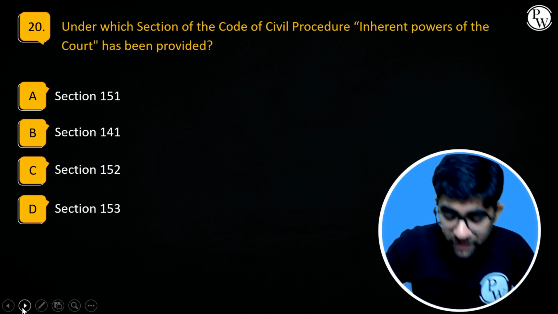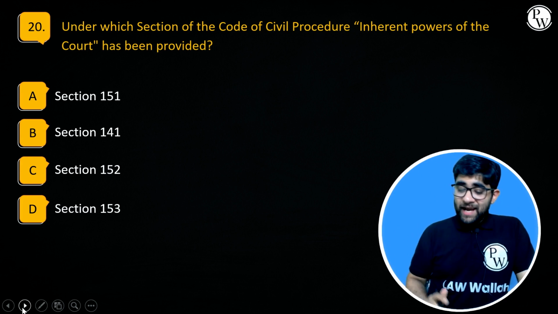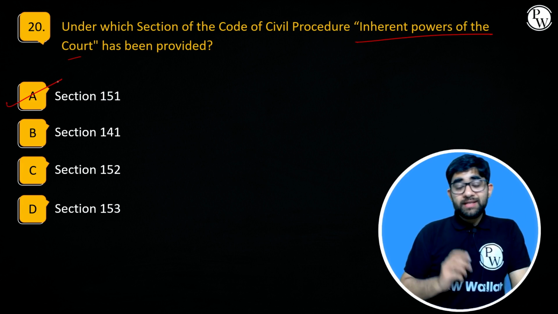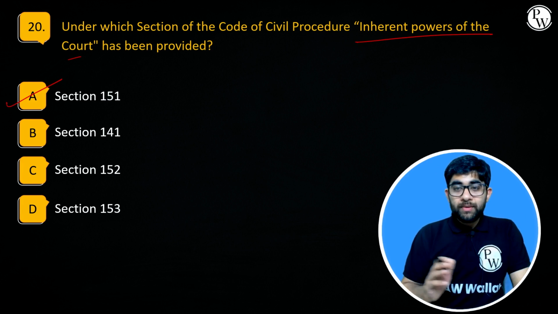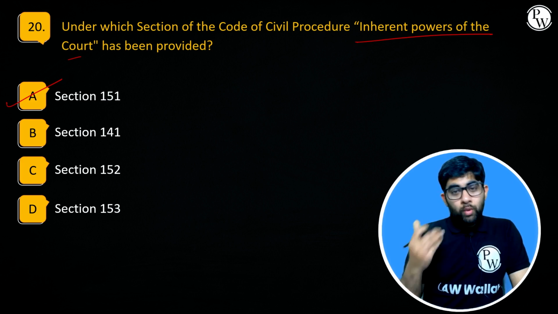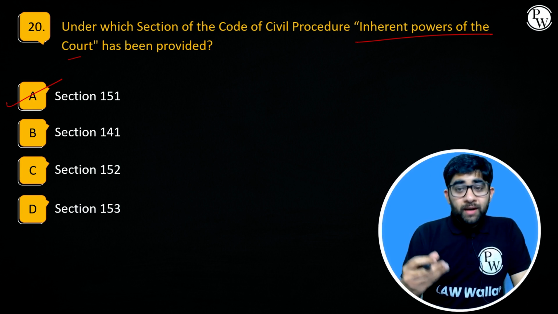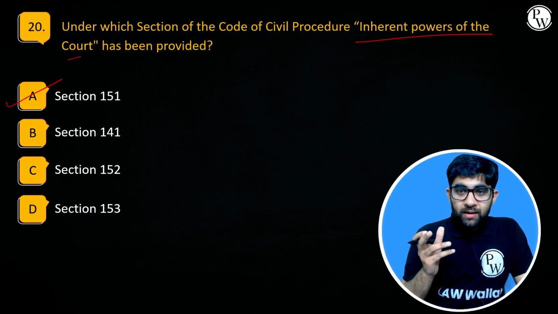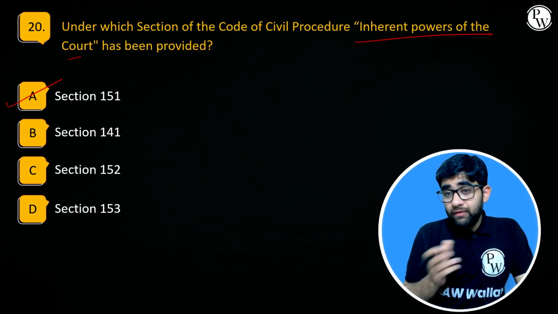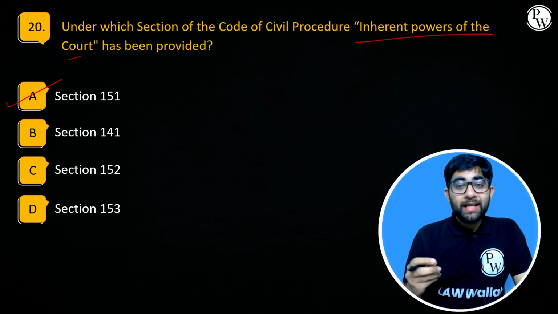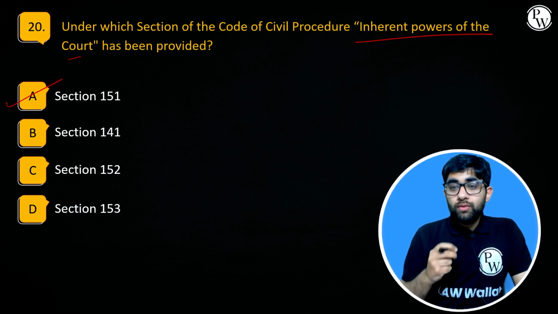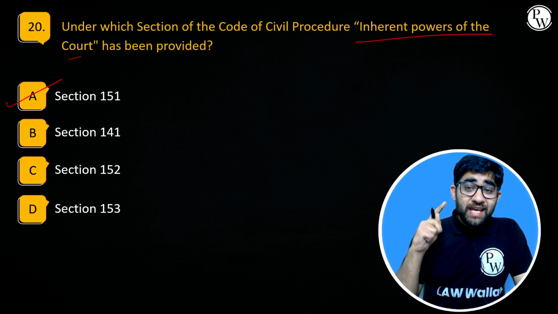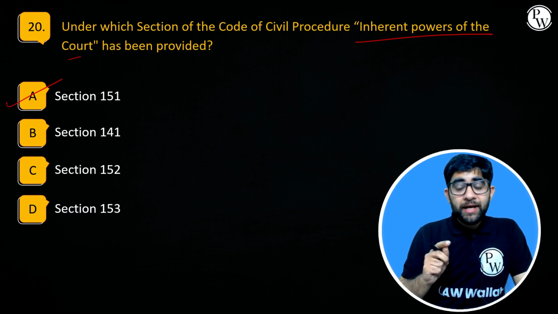20th, under which section of the Code of Civil Procedure inherent powers of the court has been provided? This is section 151. Section 151 is the most common section used. So the practice is that if you're not getting the exact order or section of the relief you are claiming in an application, you can always file an application under section 151 of CPC that gives inherent power to the court to adjudicate upon the same.